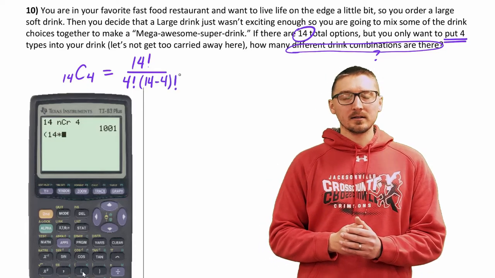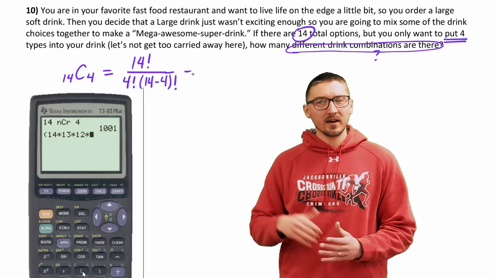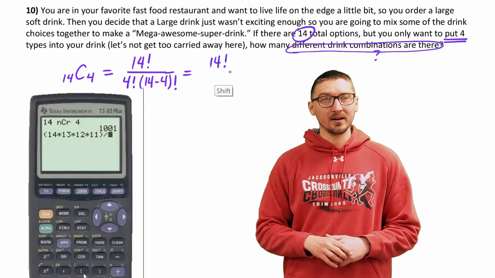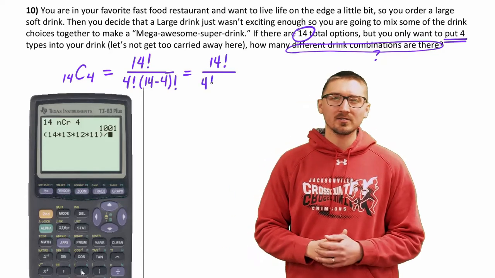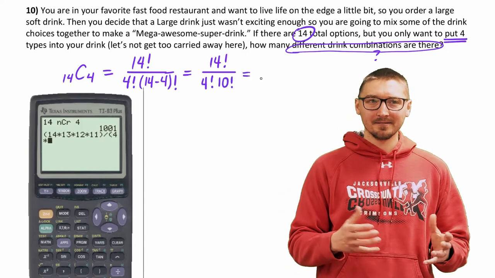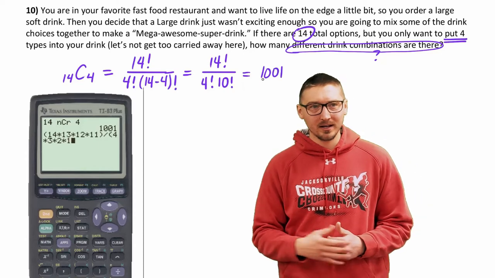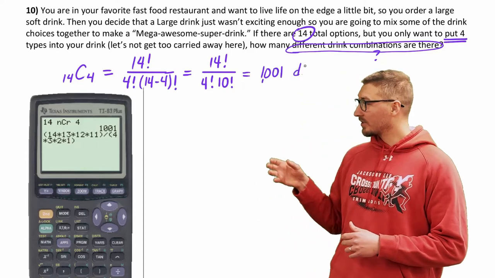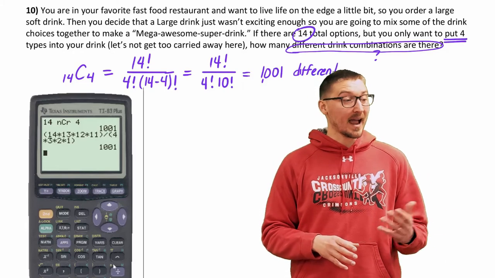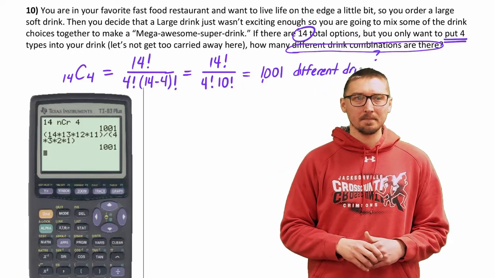So really, this is a little bit more work here. 14 factorial over 4 factorial times 10 factorial on the denominator leads us to 1,001 different drink combinations. And again, combinations are the thing to do here because the order that you put these different types of sodas together doesn't matter. The outcome is the same, the group is the same.